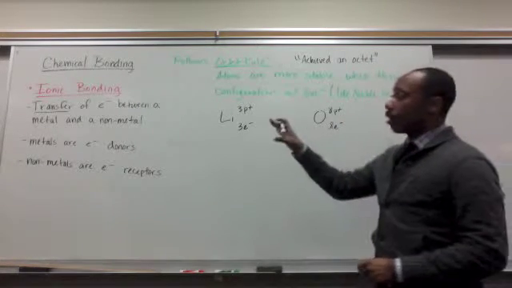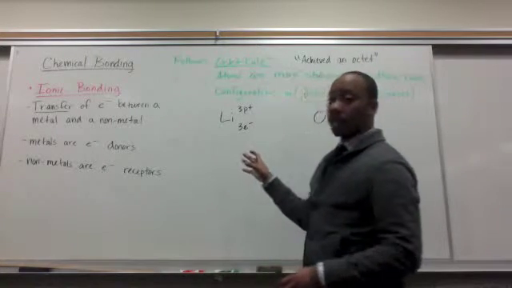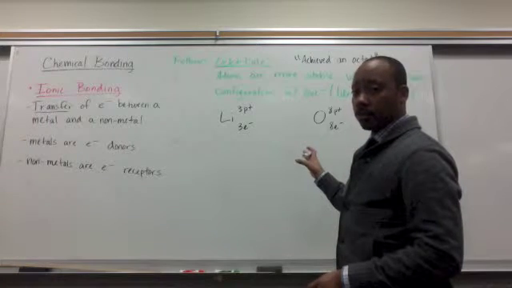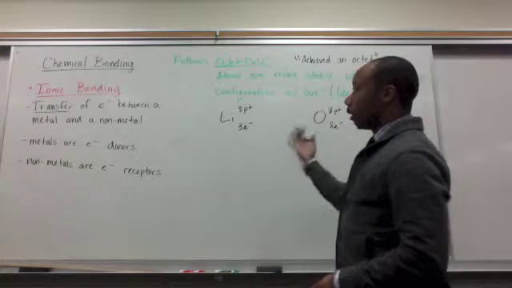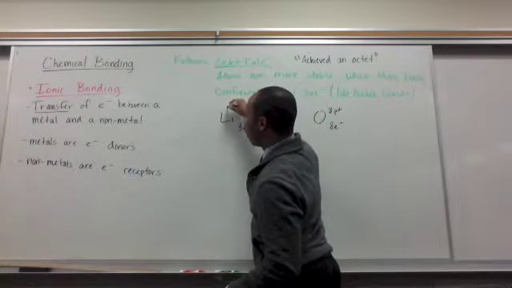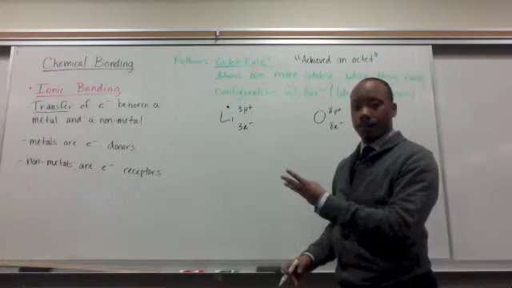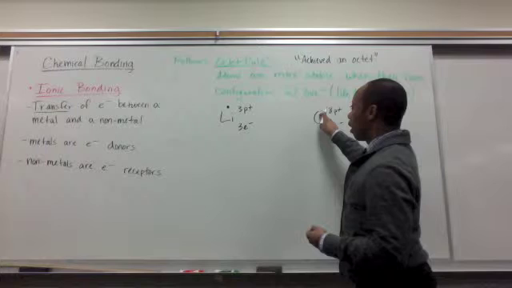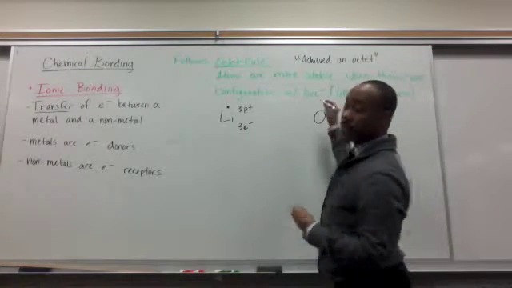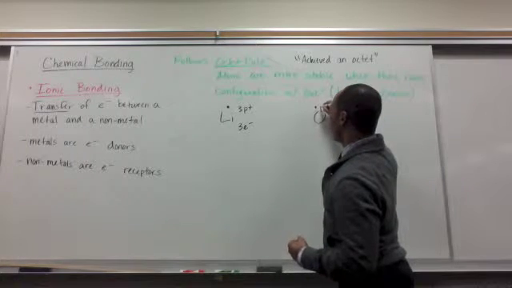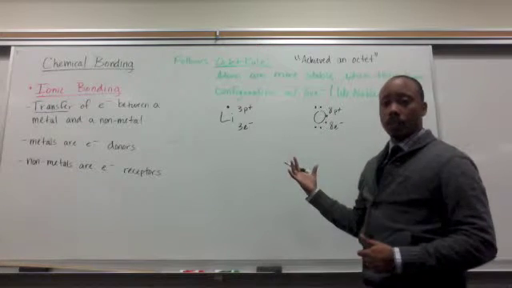In order to bond ionically, there has to be a transfer of electrons. My metal will transfer its valence electrons to the nonmetal, and the nonmetal will receive them, donor and receptor. Lithium has 1 valence electron. So Li, with this little dot here, is my electron dot structure for lithium. Oxygen has 6 valence electrons, because it's in group 6A. So if I draw those, 1, 2, 3, 4, 5, 6, that is for oxygen.